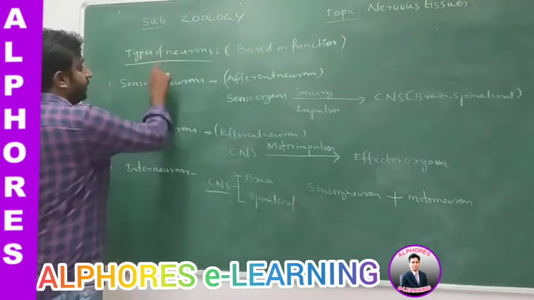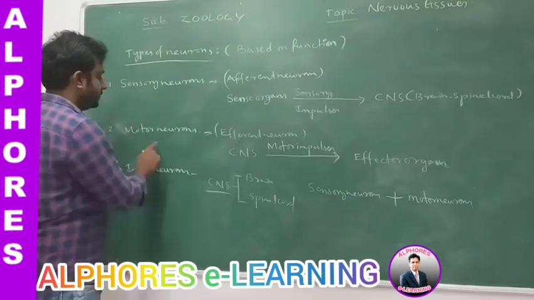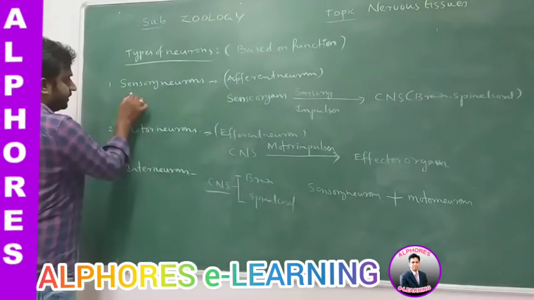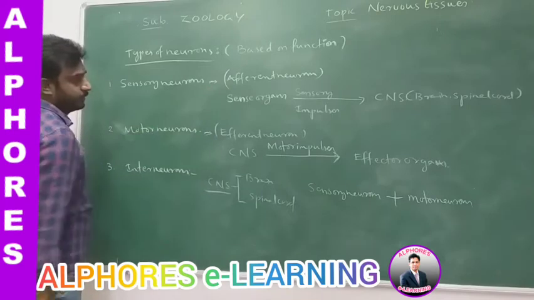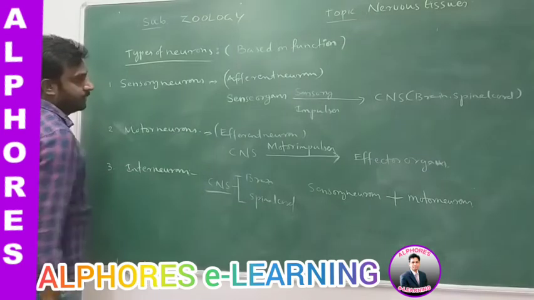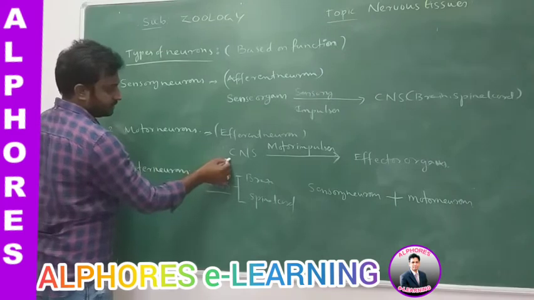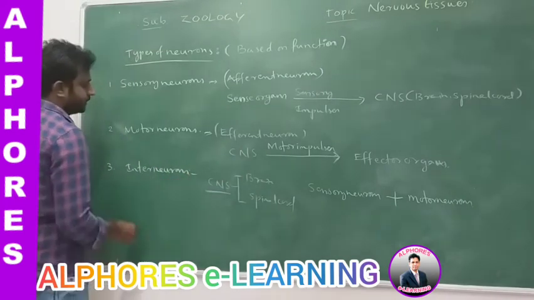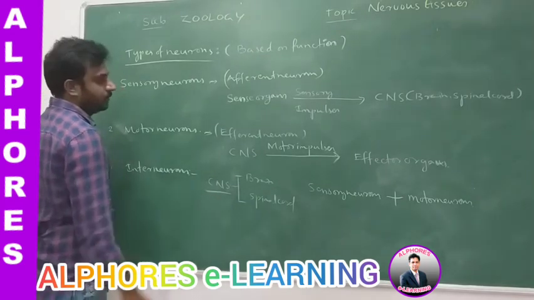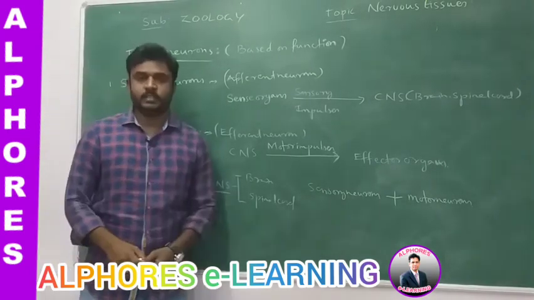So functionally, there are three types of neurons: sensory neurons, motor neurons and interneurons. Sensory neurons, also called afferent neurons, conduct the sensory impulses from sense organs to the brain and spinal cord. Motor neurons conduct the impulses from the CNS to effector organs. Interneurons connect the sensory neurons with the motor neurons in the CNS.